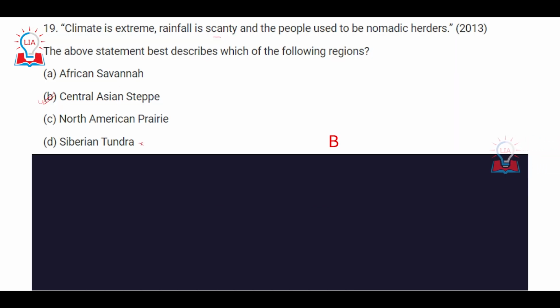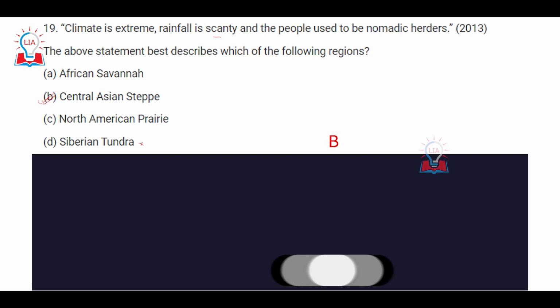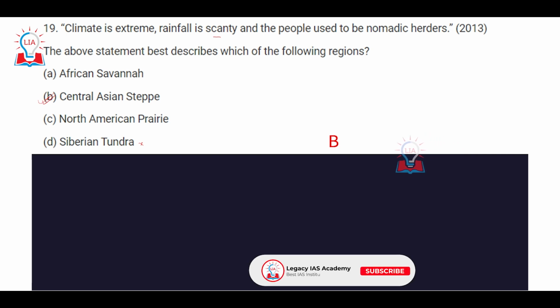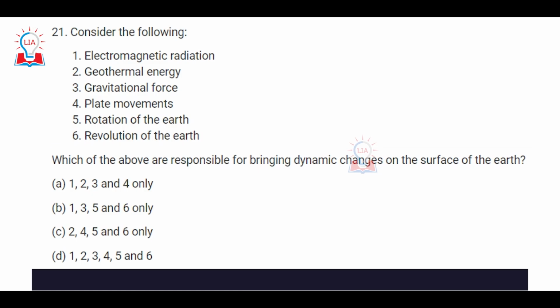The climate is extreme, because in winter the temperature is very low, almost freezing. In the summertime the temperature is very high. Rainfall obviously is very scanty. That is why we will not have development of forest here, and the people are nomadic herders.